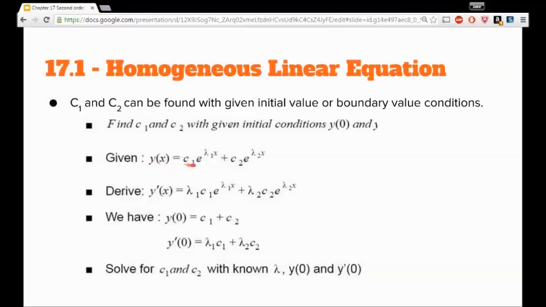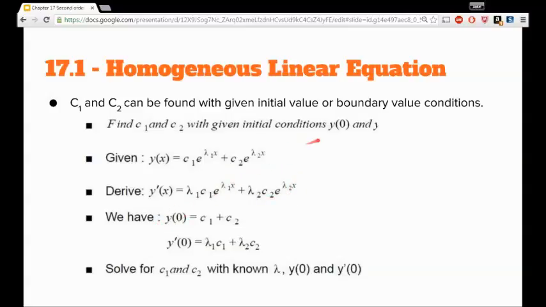We were given an equation, and as you can see, it has lambda 1 and lambda 2, which means this is case 1 where b squared minus 4ac is greater than 0. So we have two different solutions for lambda. And we will differentiate the equation. We get lambda 1 c1 e to the power of lambda 1 x plus lambda 2 c2 e to the power of lambda 2 x.